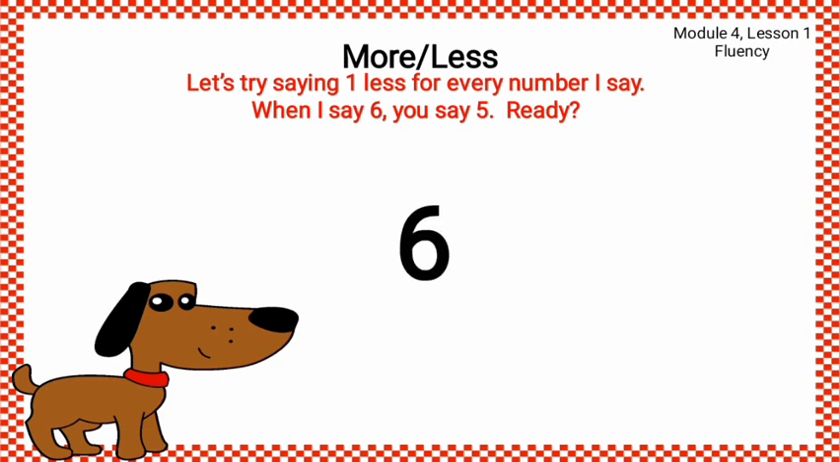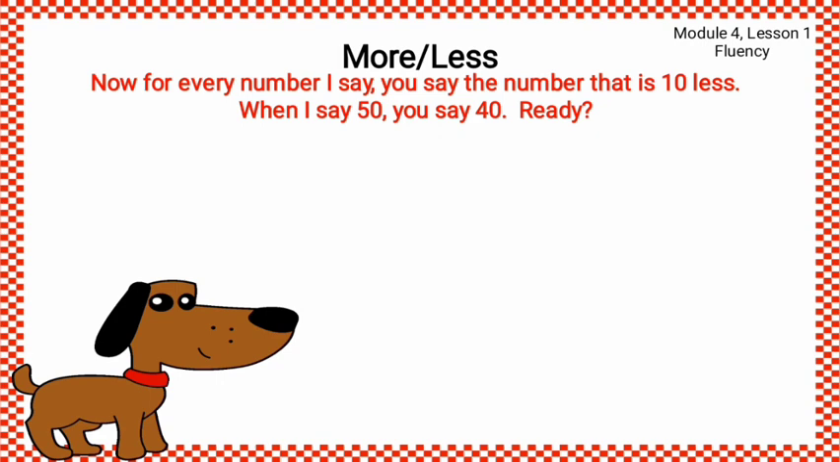Okay, you ready? All right, here it go. 6. 5, good. And what about 11? 10, good. And what about 30? 29. And what about 51? 1 less is 50. Can you put your hands together for yourself? All right. Now, what about 50? What is 1 less of 50? That's 49.